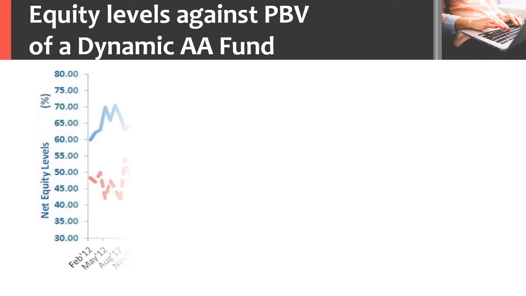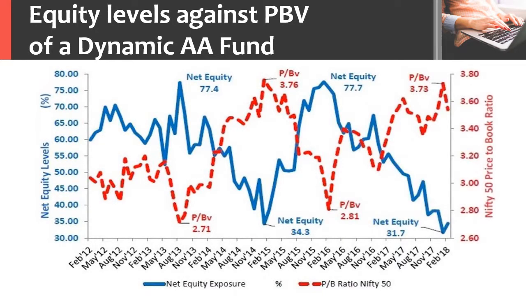When equity markets climb higher, dynamic asset allocation funds get busy booking profit and moving out of equities. The PE, or the price to book, in a rising market is constantly rising. At every increase, these funds are locking in profits and shifting allocation to debt.